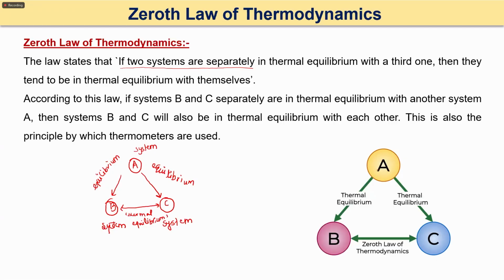So in this picture, they have shown that the system A is in equilibrium with B, and the system A is also in equilibrium with C. Then the zeroth law of thermodynamics states that these systems B and C will also be in thermal equilibrium with each other. This is also the principle by which thermometers are used.